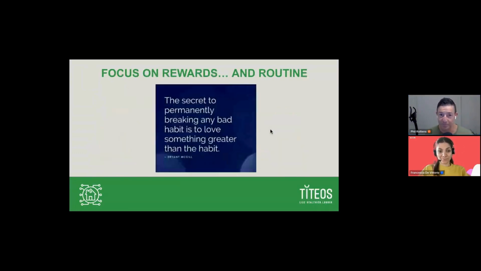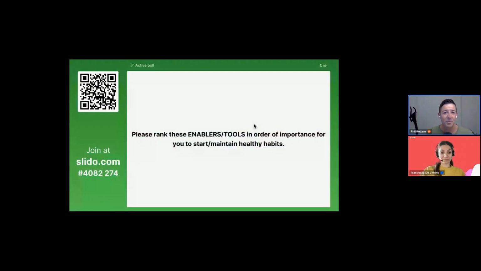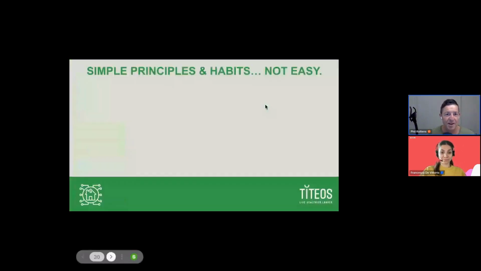So focus on the rewards and the routine or the response, not necessarily changing the cues or changing the cravings. It's far more difficult. So look at loving something bigger than the current bad habit, which is basically the reward. I'm going to skip to this because we don't have time.